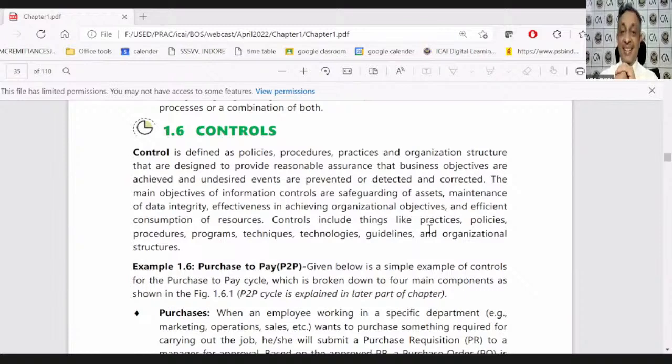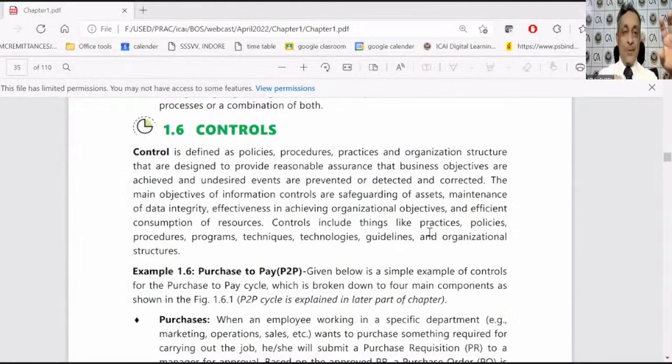So Prabhas says it is detective. Then Gaurvansh also says detective. Harshita also says detective. Rashmit says corrective. Neha says corrective. Okay. So let us do it one by one. Suppose I have given my exam and I am not able to pass. For me, it is corrective.